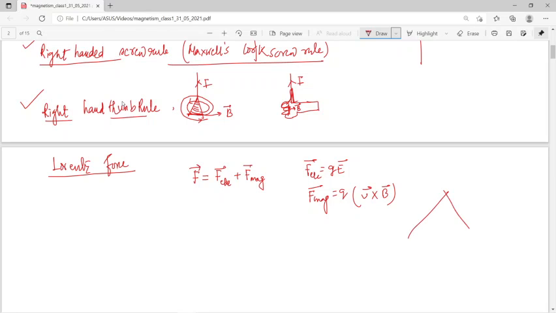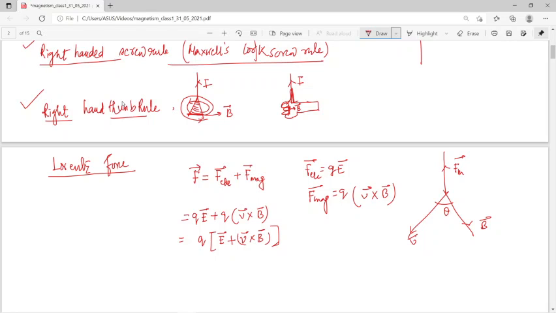That means if this gives the direction of v and this is B, and it makes an angle theta, then of course the force will be in the direction perpendicular to the plane containing v and B. So the Lorentz force can be written like that, qE plus q v cross B, and if you take q as common, then it is nothing but q(E plus v cross B). This is nothing but the Lorentz force.